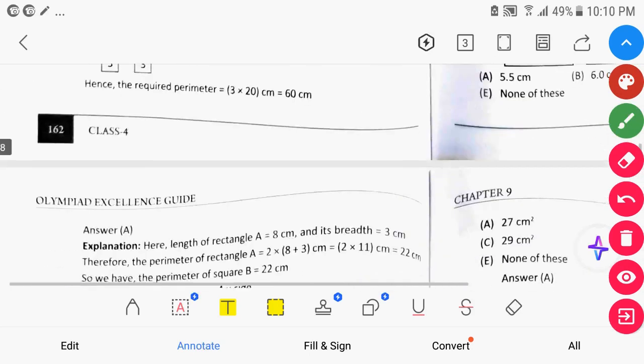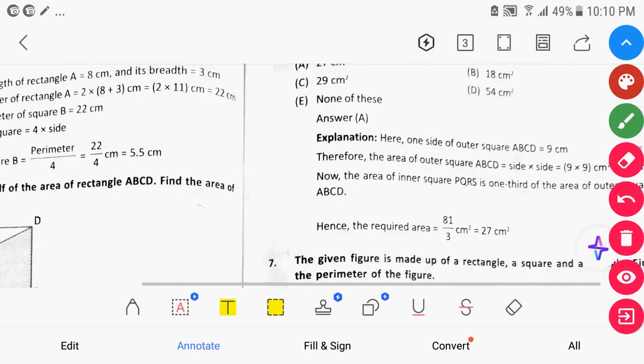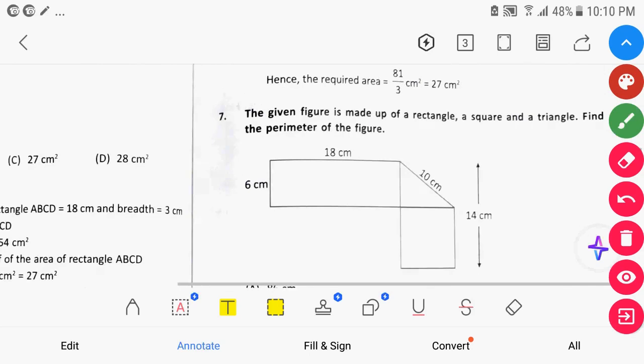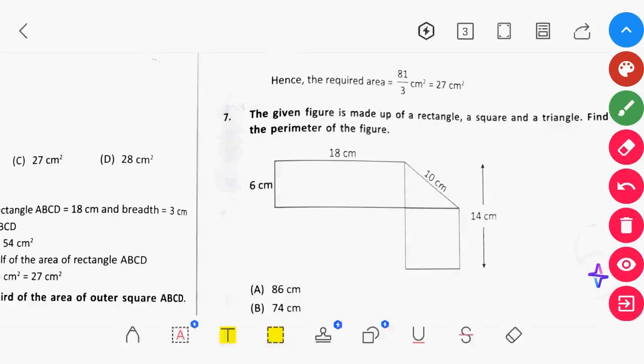Where were we? Yes, 27 centimeter square. Now the seventh one.